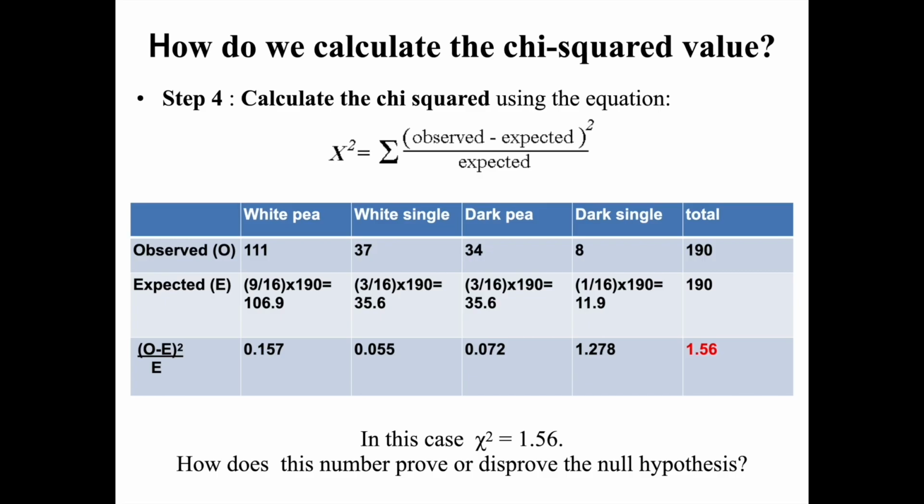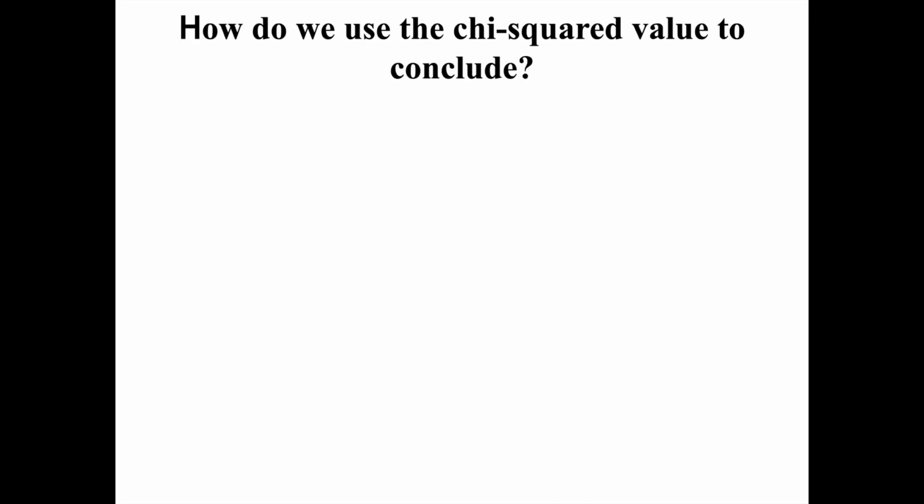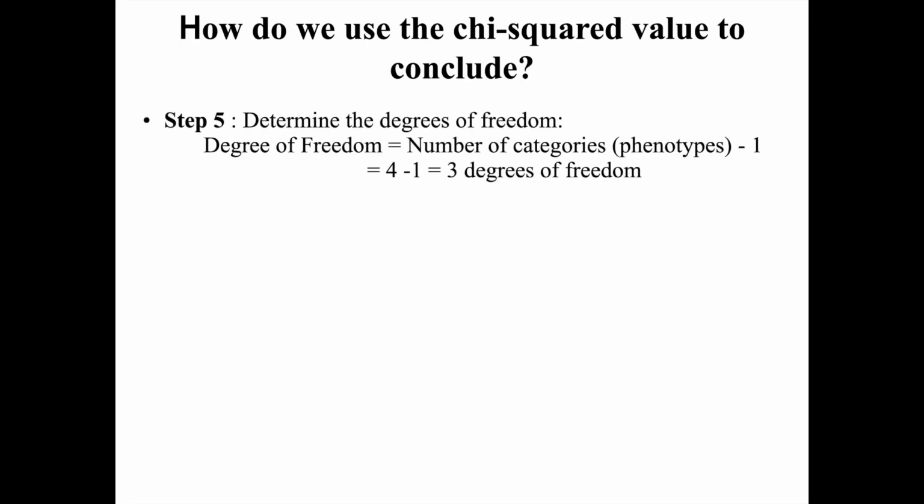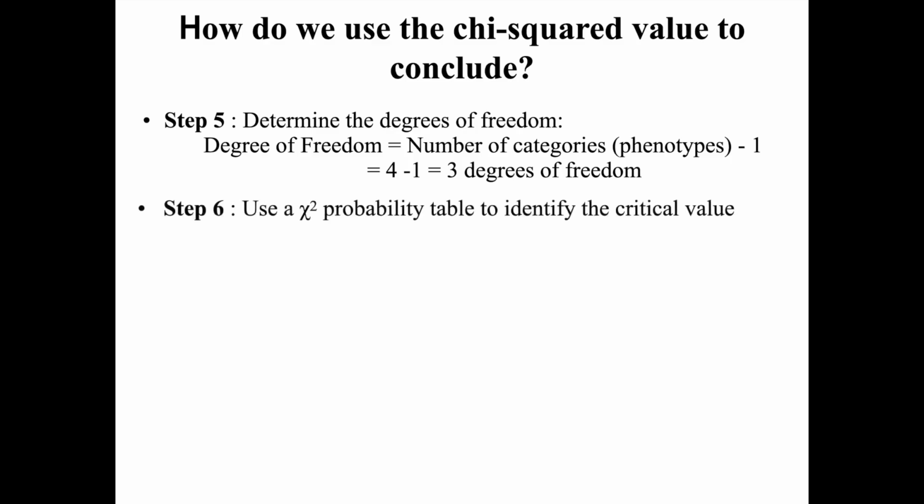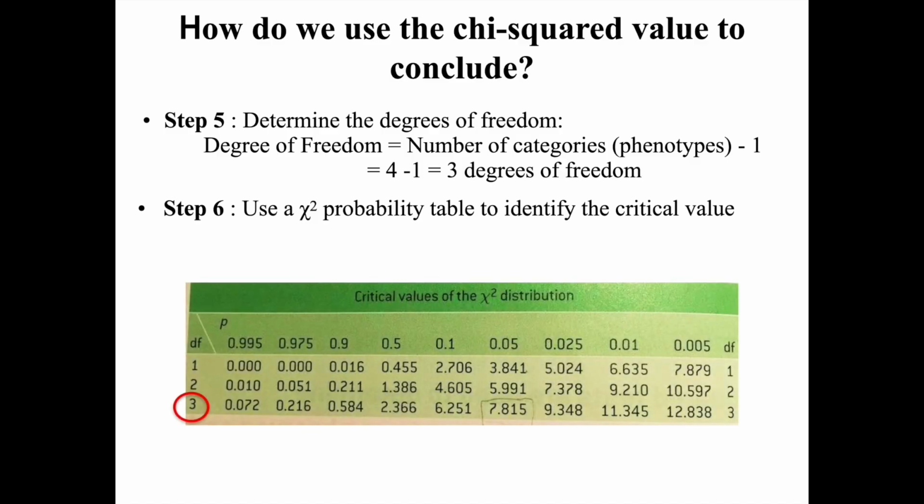So does this allow us to accept or reject the null hypothesis? Let's think about our degrees of freedom. We had 4 categories in this case, so 4 minus 1, that's 3 degrees of freedom. In our probability table, for 3 degrees of freedom, we use our significance of 0.05 or 95%, and therefore we have a critical value of 7.815.